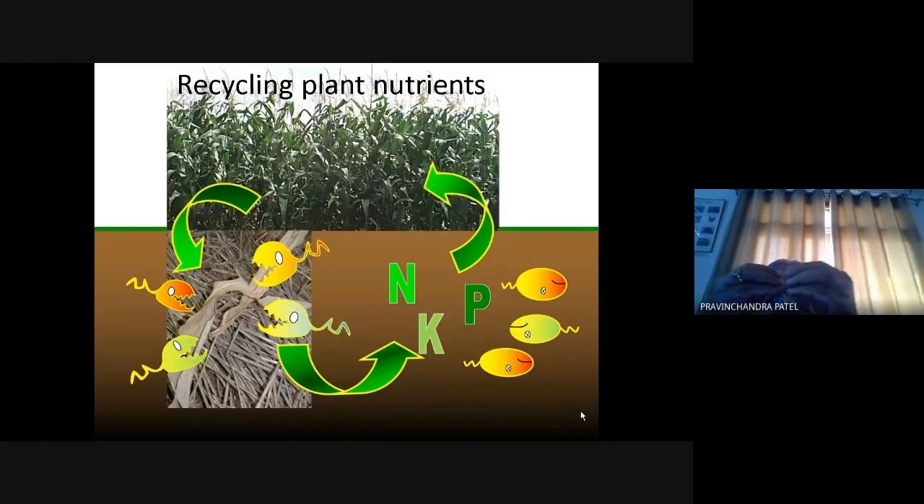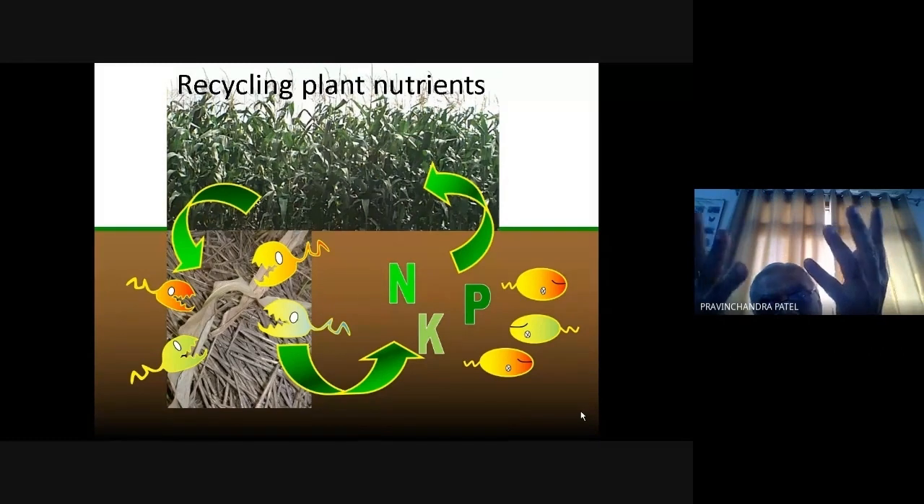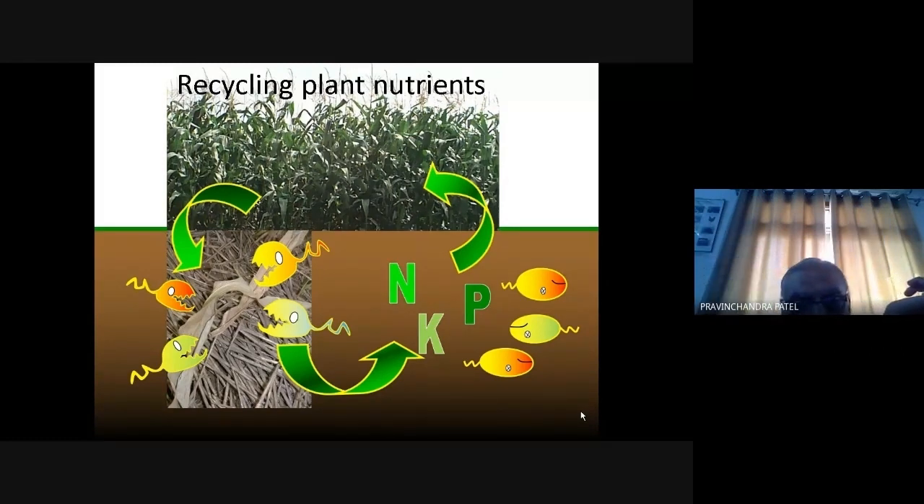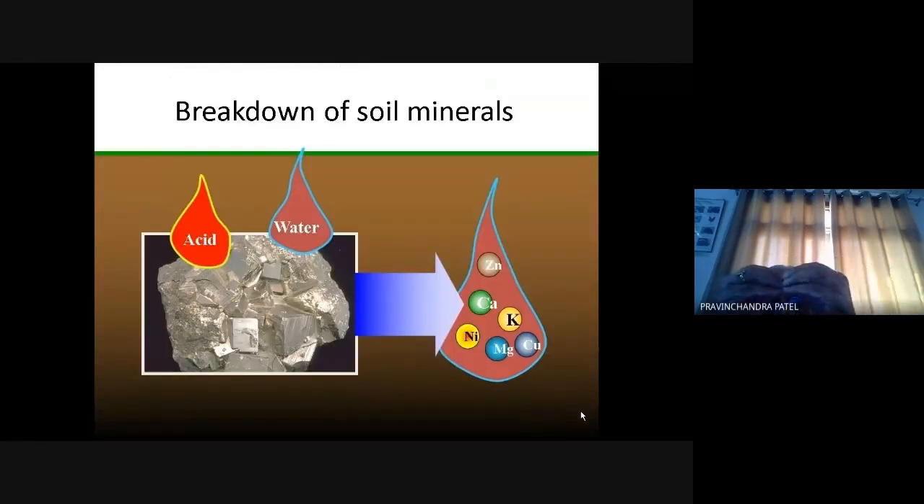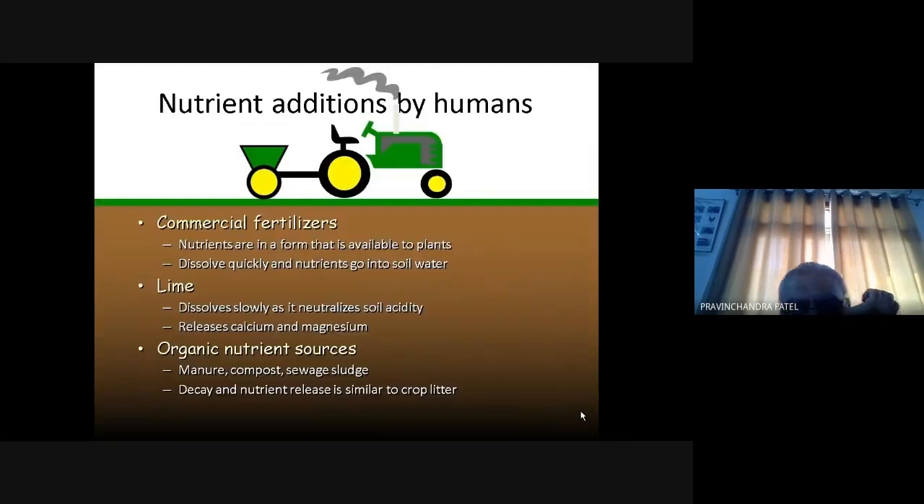Then recycling plant nutrients. I told that recycling means reuse. So it is NPK. So it is a cycle. Then breakdown of soil minerals. So here you see that acid, then water. Here zinc, calcium, potassium, copper, magnesium and nickel. So all are the cations. So that has been released and that has been taken by the plants.